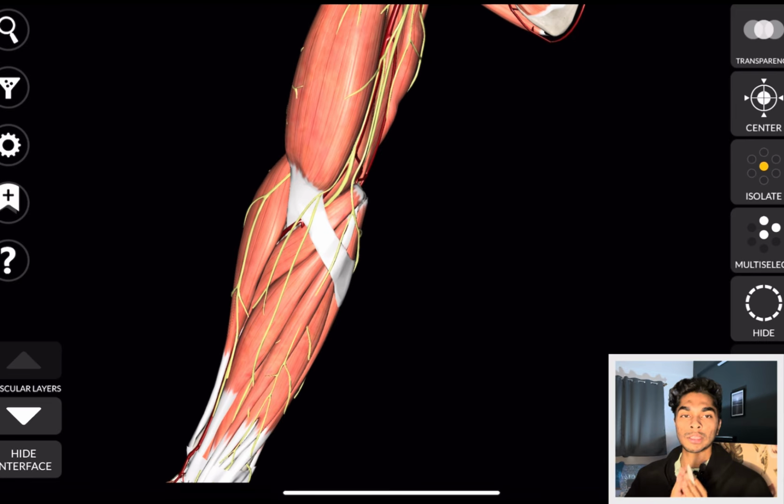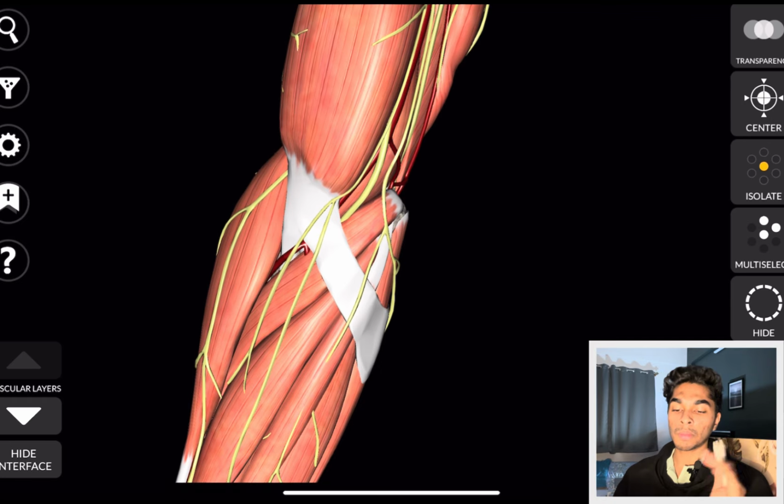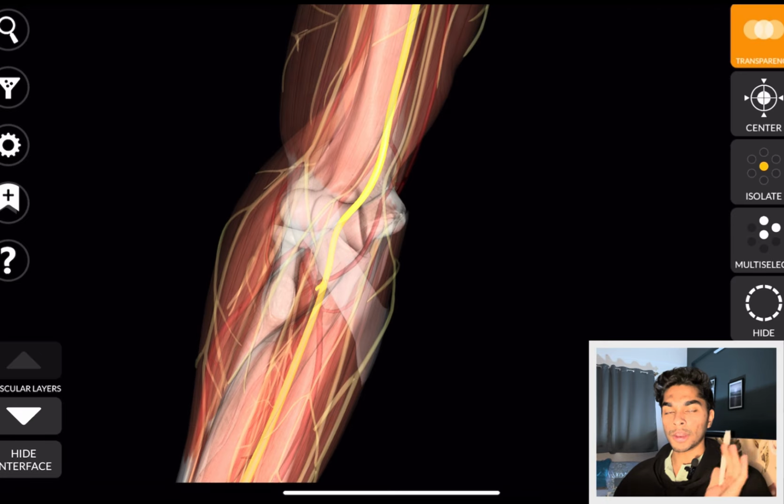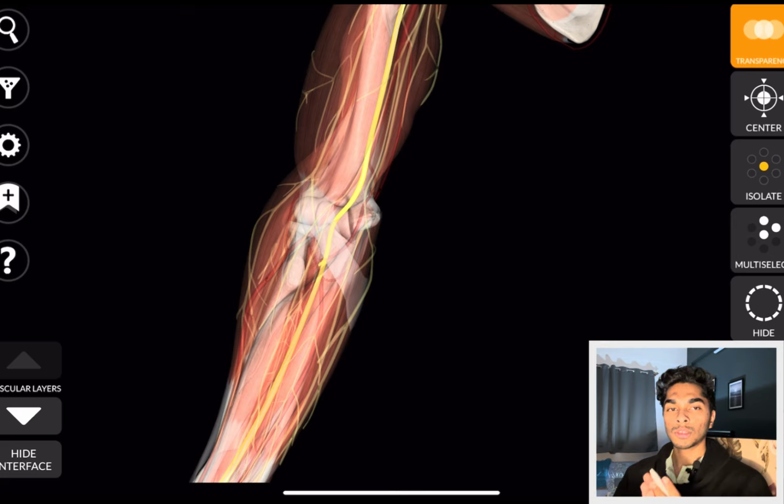So now let's look at the contents. The mnemonic is MBBS, remember. So what is M? It's median nerve. So you see this median nerve? So that's your first content.